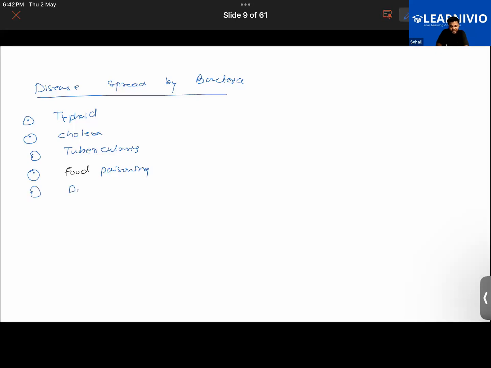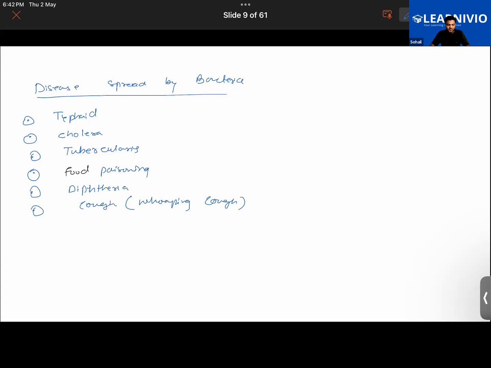Then you have diphtheria also. Then you have cough also, particularly whooping cough. So just to name a few, these are some of the diseases caused by bacteria. Hope you guys are getting it.